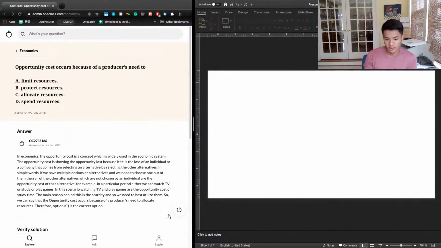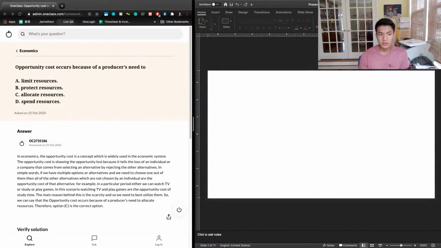So the first question is, opportunity cost occurs because of a producer's need to A, limit resources, B, protect resources, C, allocate resources, or D, spend resources. And so again, just a quick review, what is opportunity cost? It is essentially saying that when we make a decision, what we give up is the next best alternative of what we could have done had we not made that decision.